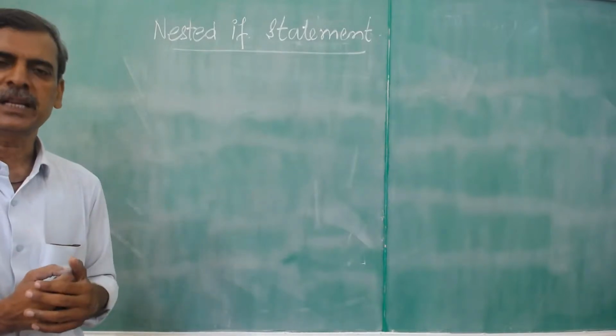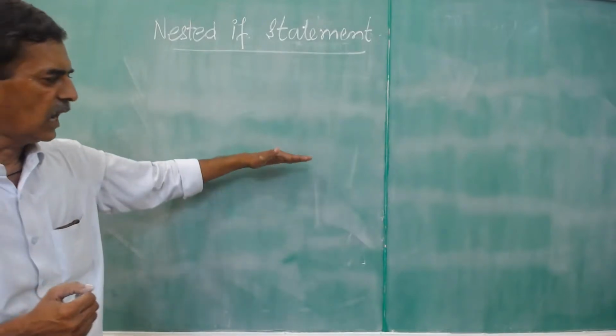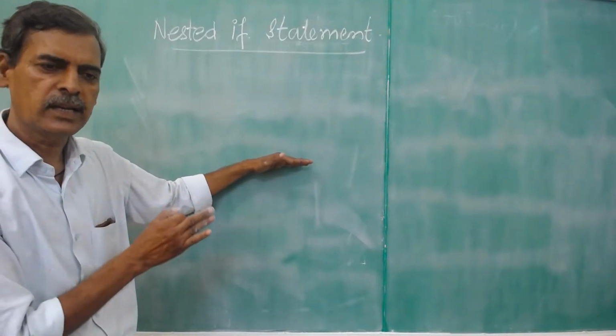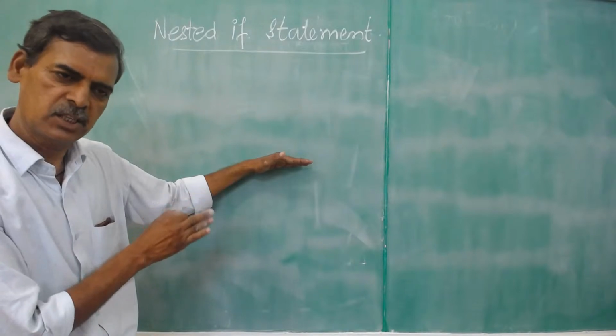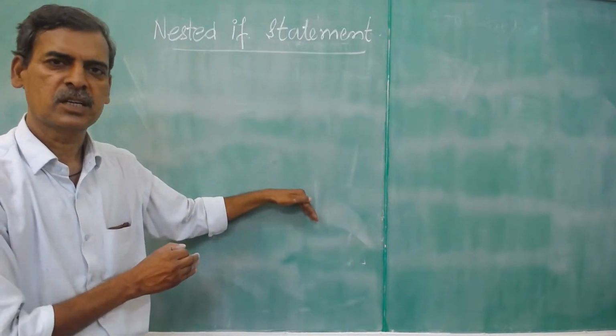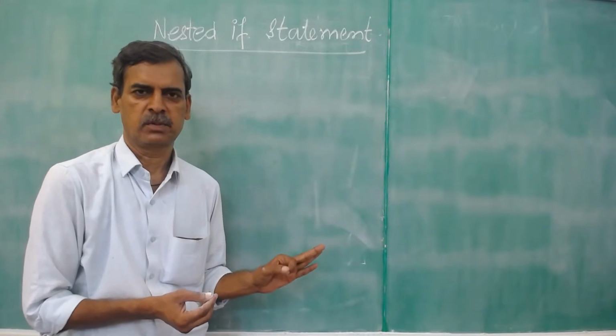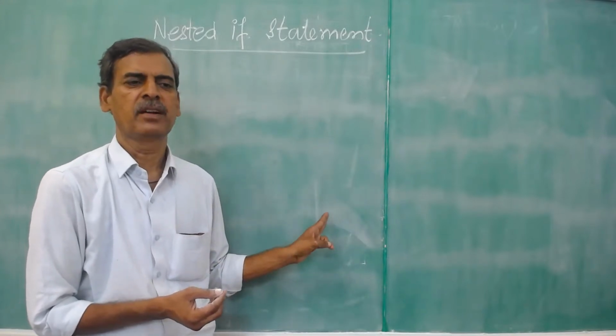It contains two test conditions. So one is the outer if statement, with its own test condition. If the test condition is true, it comes inside the if statement. Then inside there is one more if statement, where checking also takes place. That is the second level of testing.